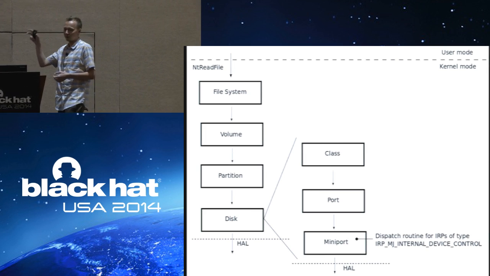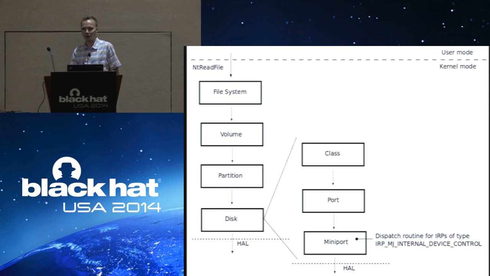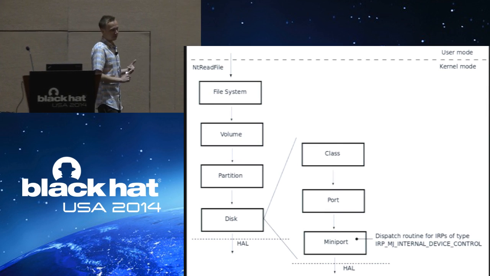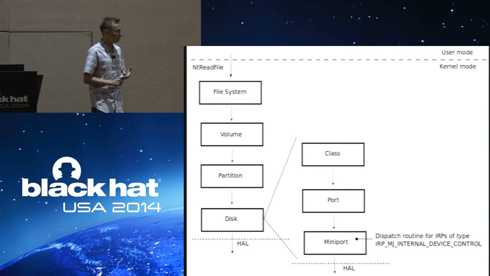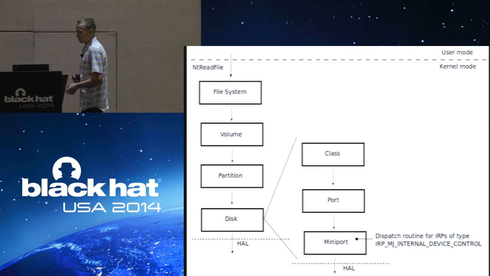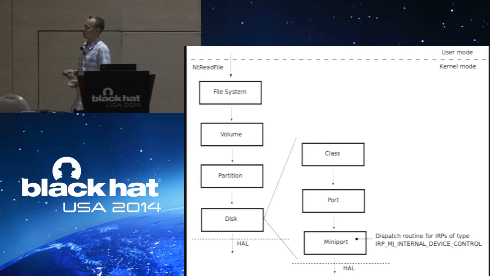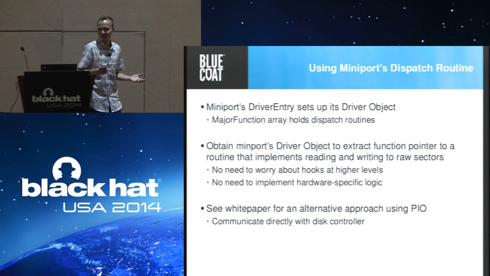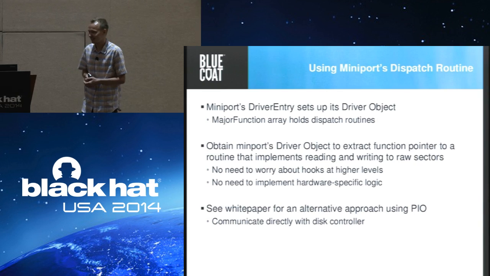So whenever the request is passed down, the I/O manager, which is part of the kernel, will call the dispatch routine, which is set up by the Miniport driver at load time. And it will call the dispatch routine that is registered to handle IRPs of type internal device control. So instead of coding up everything ourselves, why don't we just use this? This is a really nice, cool routine to use, right?